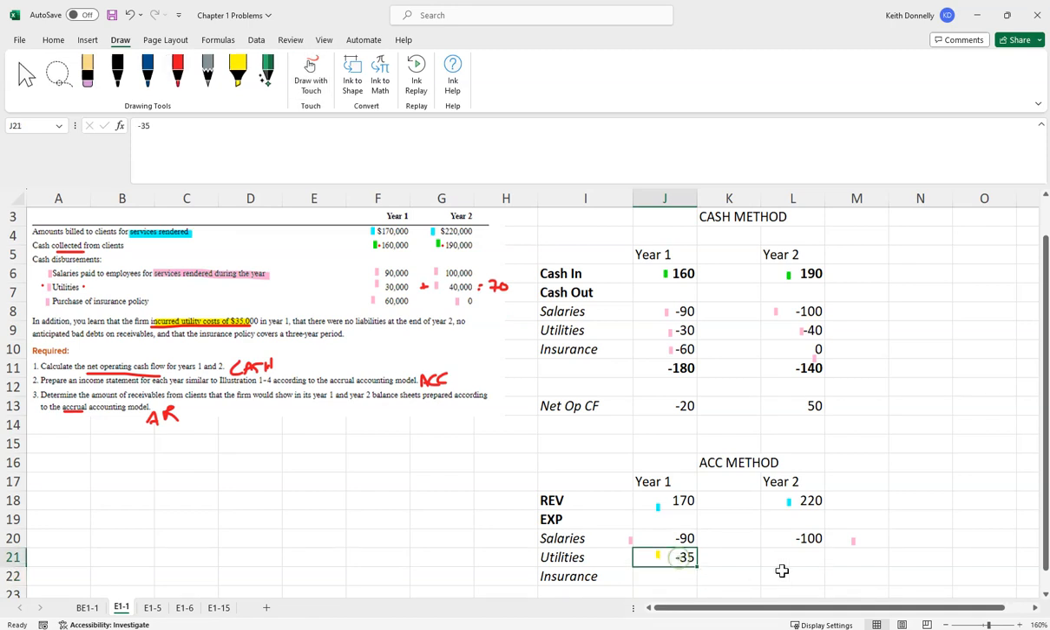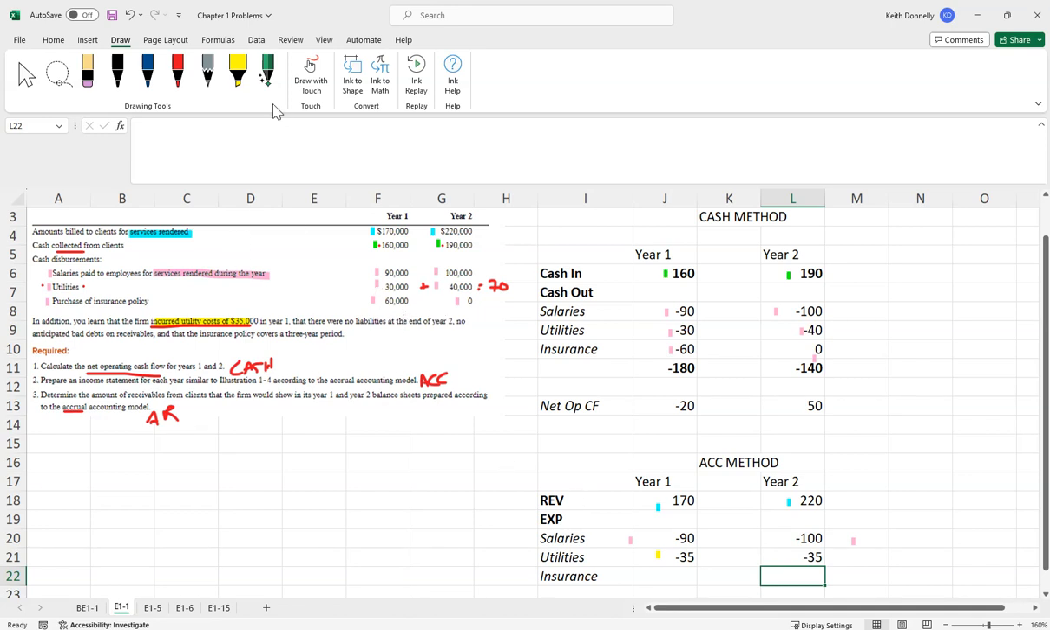And if we use 35 in the first year, then to get to that 70, we must have used 35 in the second year, right? So there's a little bit of a trick on that one. You got to back into it. How about the insurance here, right?